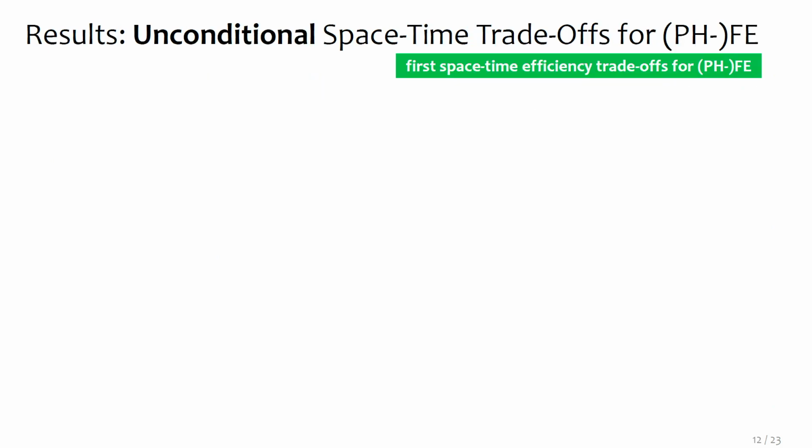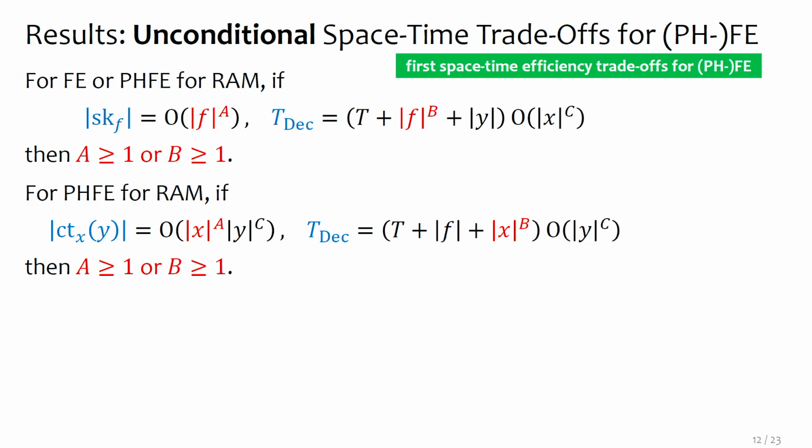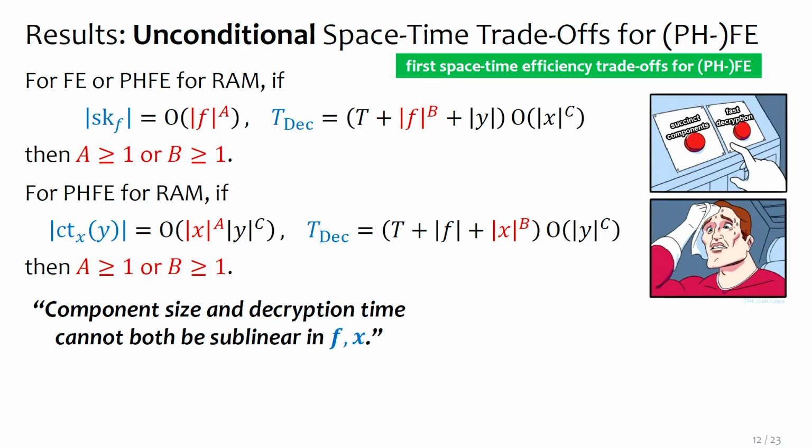And here comes our first negative result: unconditional space-time trade-offs for PHFE. It says that if you have a PHFE scheme whose secret key size is f to the a for some exponent a, and the decryption time is f to the b, then either a is greater than or equal to 1 or b is greater than or equal to 1. And the similar thing holds for x, the public input. So the ciphertext and the decryption time cannot both be sublinear in the description size of the public input.